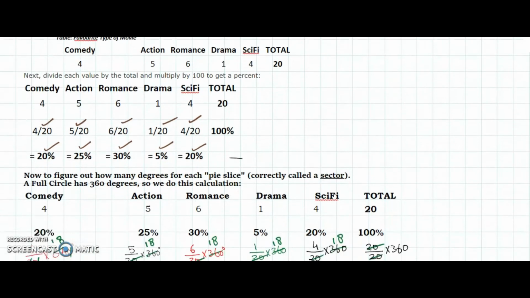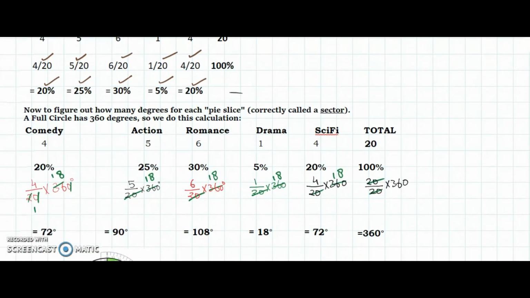Now we have to change that into degree form. For the comedy film, which has 4 in number, 4 divided by 20 in total is multiplied by 360. After multiplying, you will get the degree measurement as 72 degrees. Similarly 90 degrees, 108 degrees for romance, and only 18 degrees for drama, whereas science fiction has 72 degrees, and the total, as usual, will become 360 degrees.